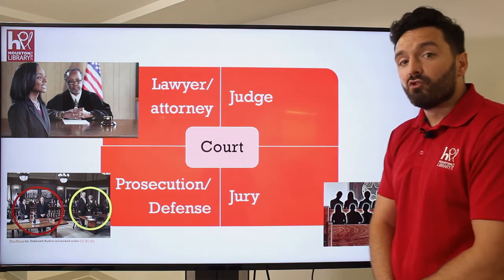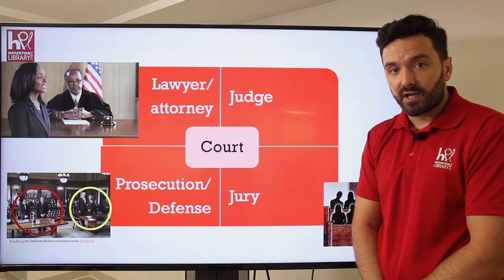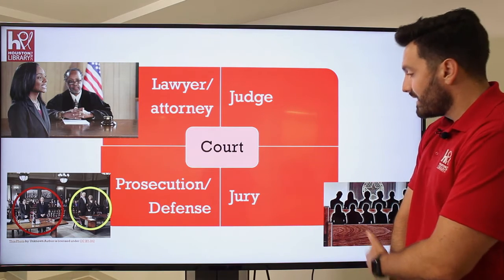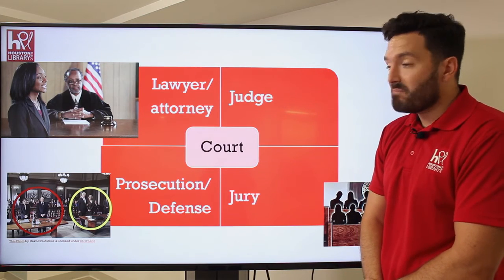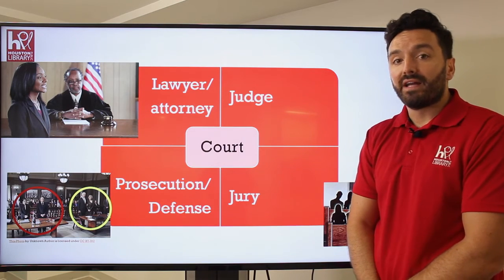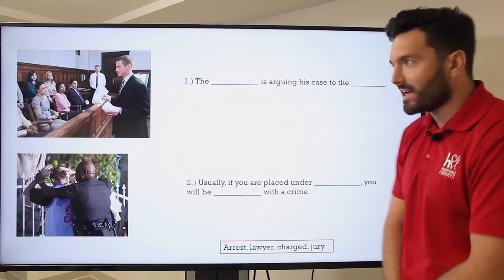A jury is a group of people who determine your guilt or innocence at trial. All right? So the jury, they listen to the case, they listen to the attorneys, and then they make a decision on guilt or innocence. Very basic explanation of what that is.